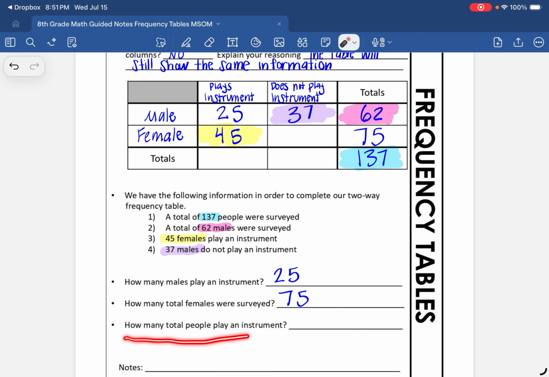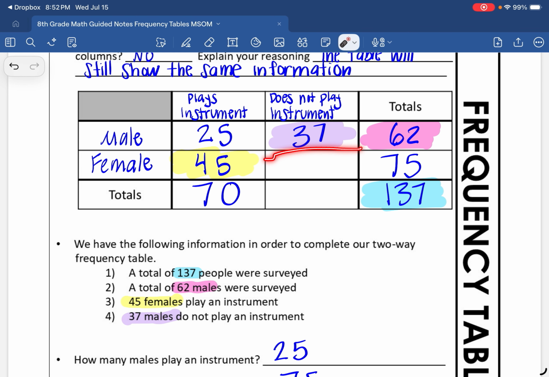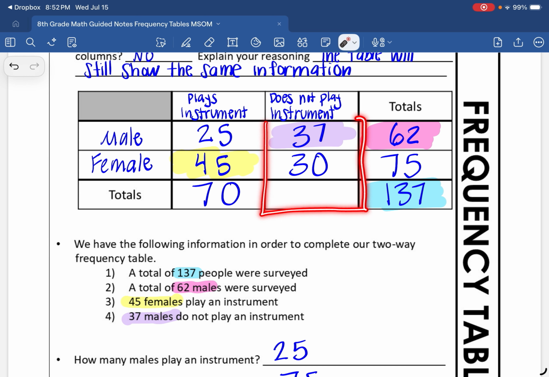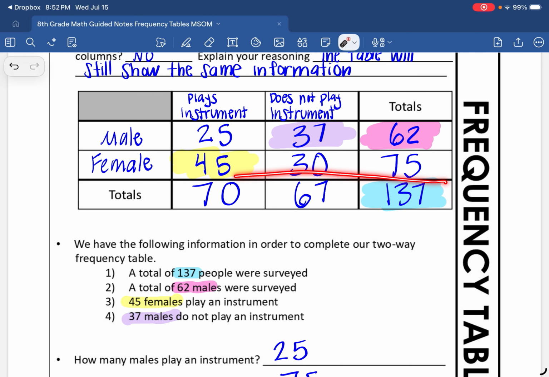How many total people play an instrument? Let's see, total people playing an instrument is going to be this number right here. And that's going to be 25 plus 45, which is 70. I'm going to finish filling in this table. So 45 plus this number will have to be 75. So that must be 30. And then I can figure out this number by going 37 plus 30, which is 67. And you may start realizing there's various ways to figure out numbers sometimes. I could have gone 137 minus 70 as well.